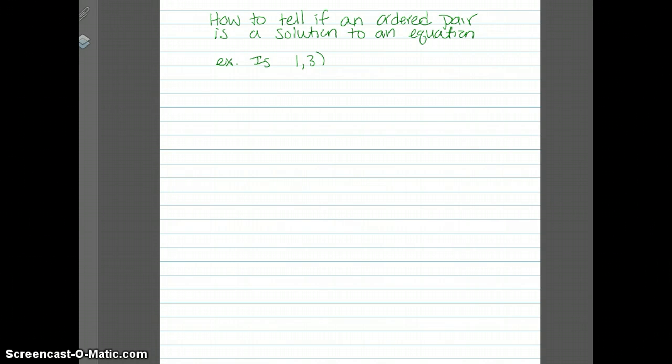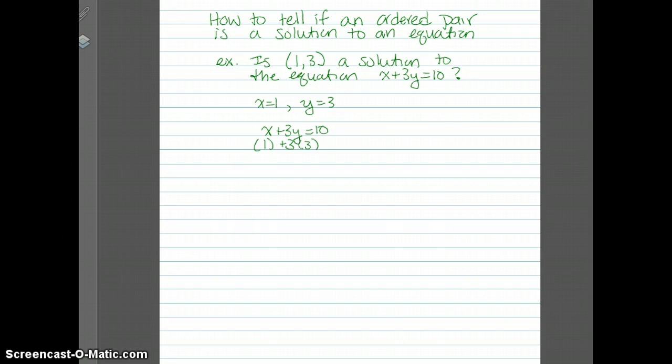So I'm going to give you an ordered pair. I'm asking you, is (1, 3) a solution to the equation x + 3y = 10? Okay, so here, since we have an ordered pair, let's write out what the variables are. So x is 1 and y is equal to 3. And I'm going to substitute those into my equation to see if it gives me a true statement. So in place of x, I'm going to put a 1, and in place of y, I'll plug in a 3. And now I just want to see if the left-hand side equals the right-hand side. So after doing order of operations, I do get a true statement. 10 is equal to 10, which means yes, it is a solution.